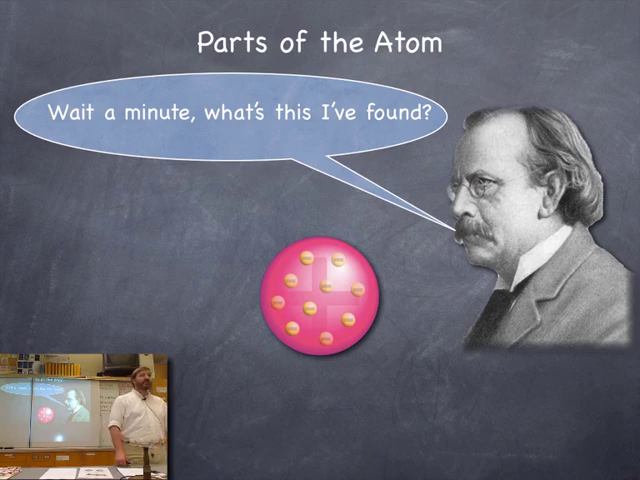Thomson comes up with what we call the plum pudding or raisin bun model for the atom. He postulates a sort of positively charged background material in which are tiny bits of negative charge, tiny bits of negativity, negative matter, that are embedded in the atom. The electrons are embedded in this positive matrix.